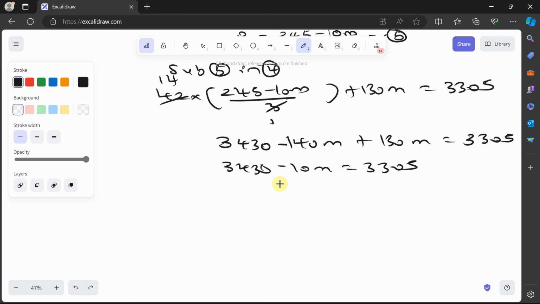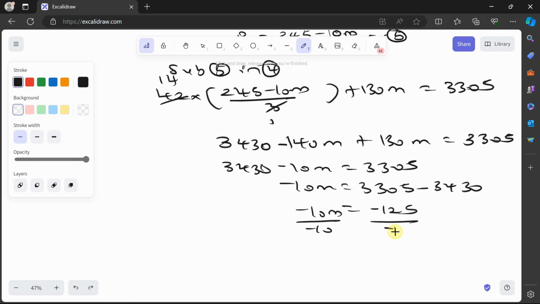So let's collect like terms. That will be minus 10m is equal to 3305 minus 3430. So 3305 minus 3430 will give me minus 125. So minus 10m is equal to minus 125. If I divide both sides by minus 10, our m is equal to 12.5.